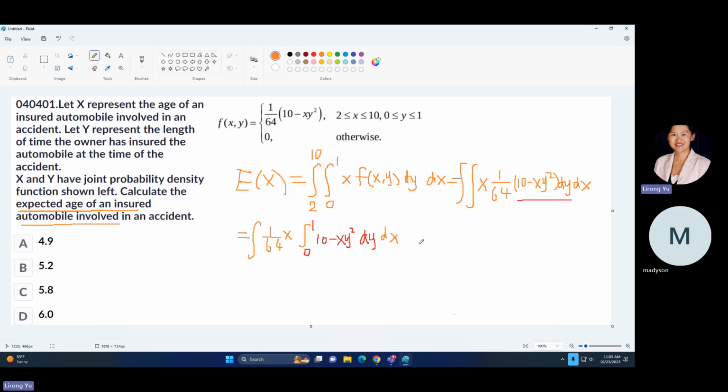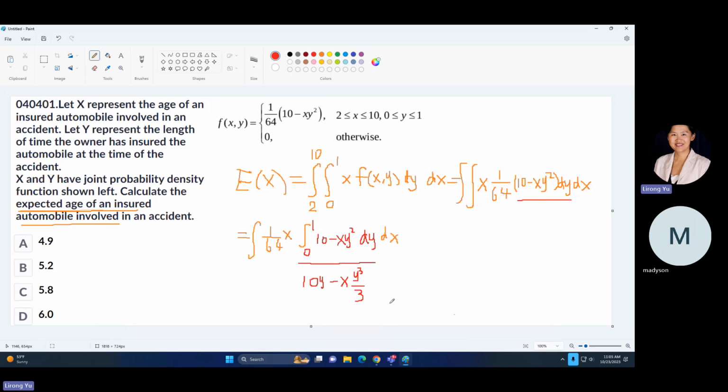This is really a small detail of the integration. Whichever way you feel most comfortable, you can do it your way. So for the integration part, we'll just look at this part first. When you integrate it, this is going to be 10y. If you're doing dy, 10 integrates as 10y. And then the minus x is a coefficient. So if you integrate y squared, you get y cubed over 3.